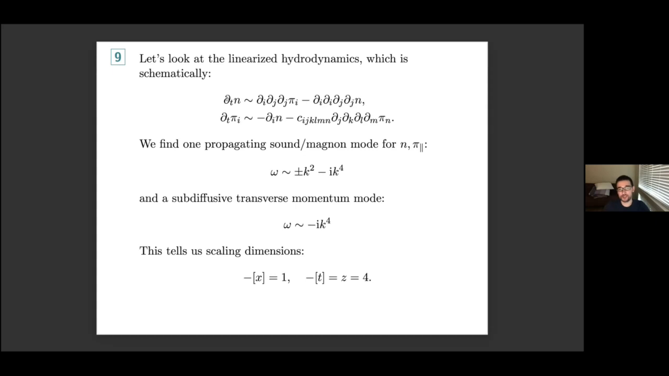Here the additional symmetry demands all these peculiar derivatives in these two equations, having 3 and 4 derivative terms instead of 1 and 2 derivatives. That's the consequence of dipole conservation.